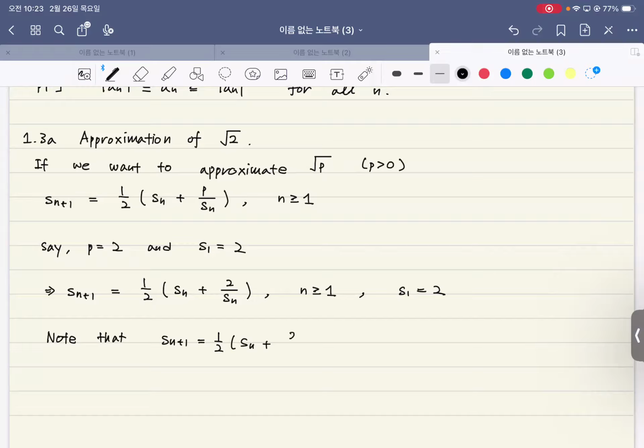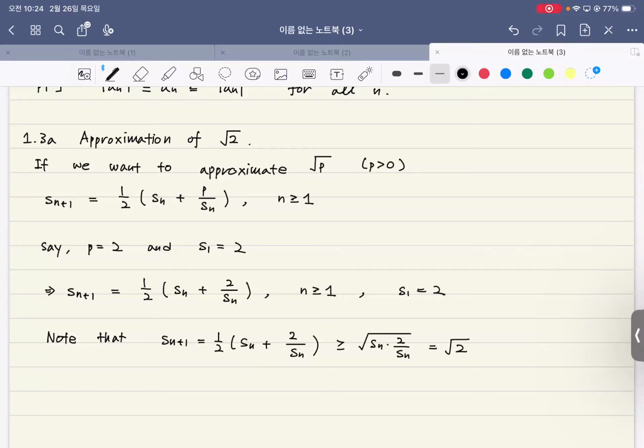S_{n+1} is defined to be the average of S_n and 2 over S_n, right? But according to the AM-GM inequality, the arithmetic mean is always greater than or equal to the geometric mean of these two numbers. And in this case, these two numbers are all positive, right? So their geometric mean must be S_n times 2 over S_n, which is square root of 2.